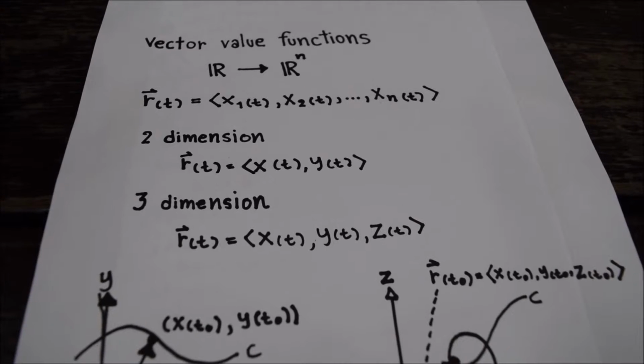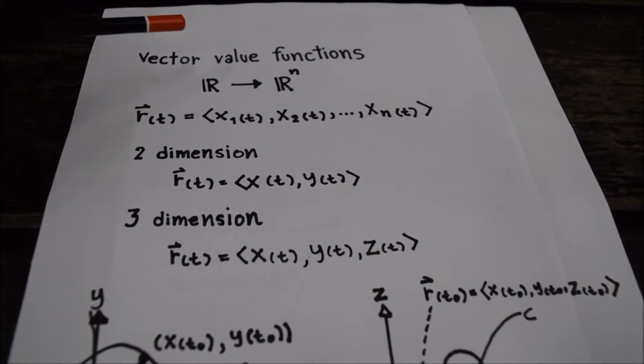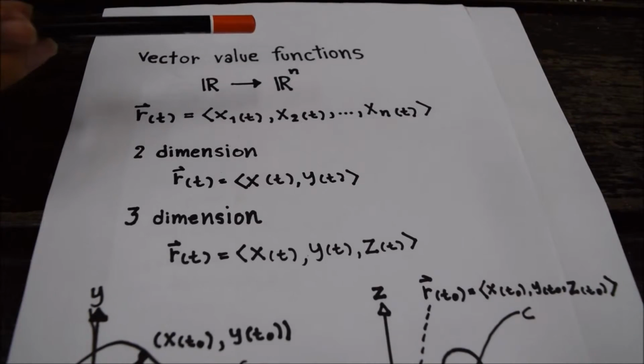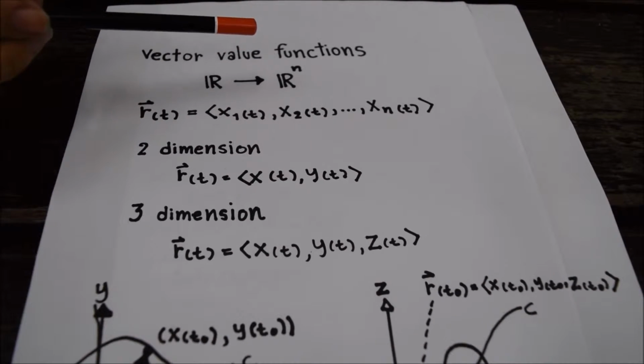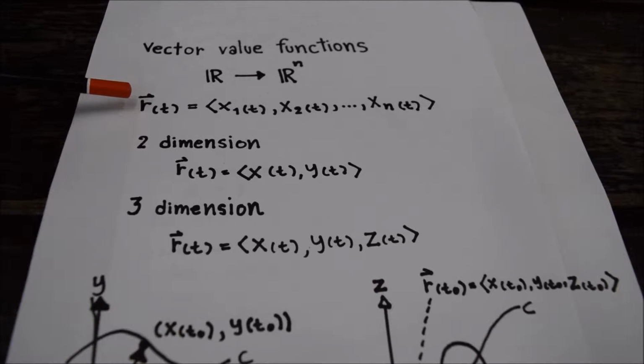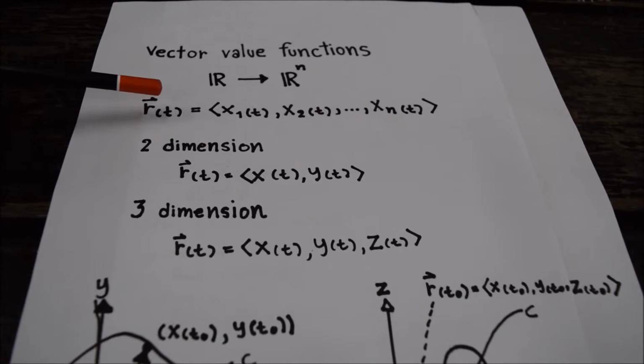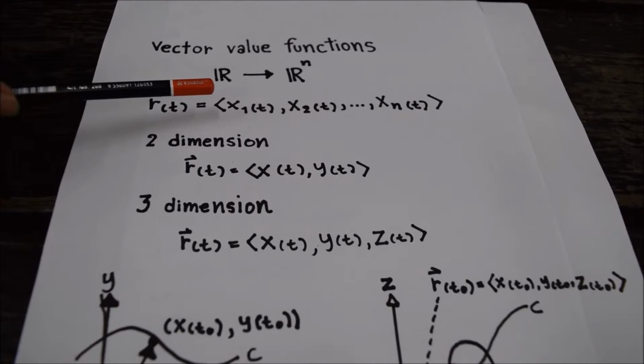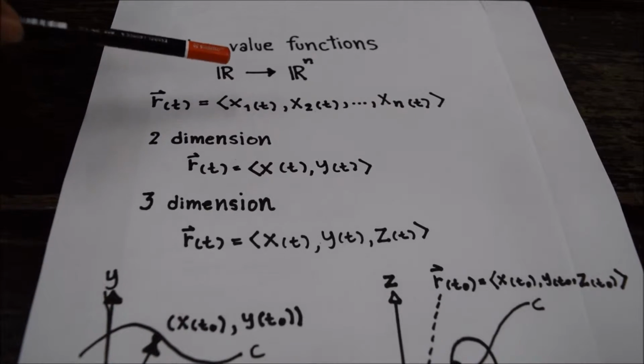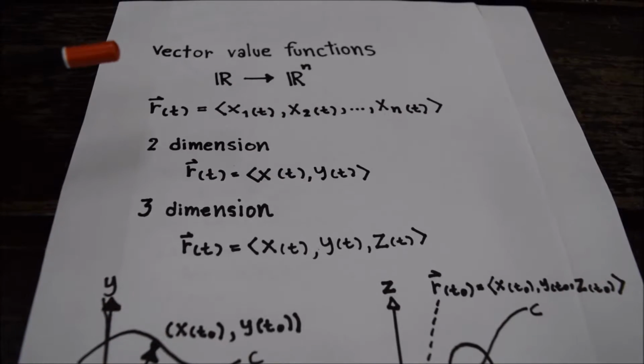The vector-valued function is a function that takes a real number as input and gives a real vector in n dimensions. For example, this vector is the vector r, which is defined by t, and we will get a vector in n dimensions. Each component will be a function of t.